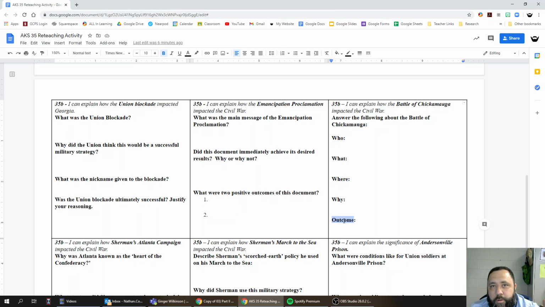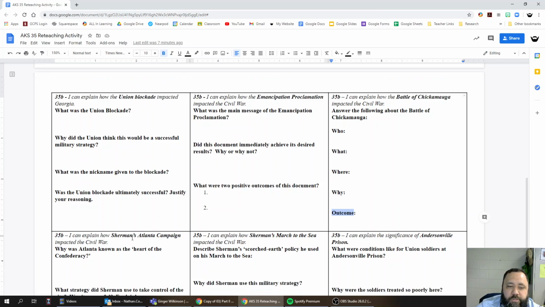Now, at the end of the day, this is another part of the outcome, though. It only delays the Union's march into Georgia, right? It doesn't stop it. Like, eventually Sherman's coming, right? Which gets us to this next part.